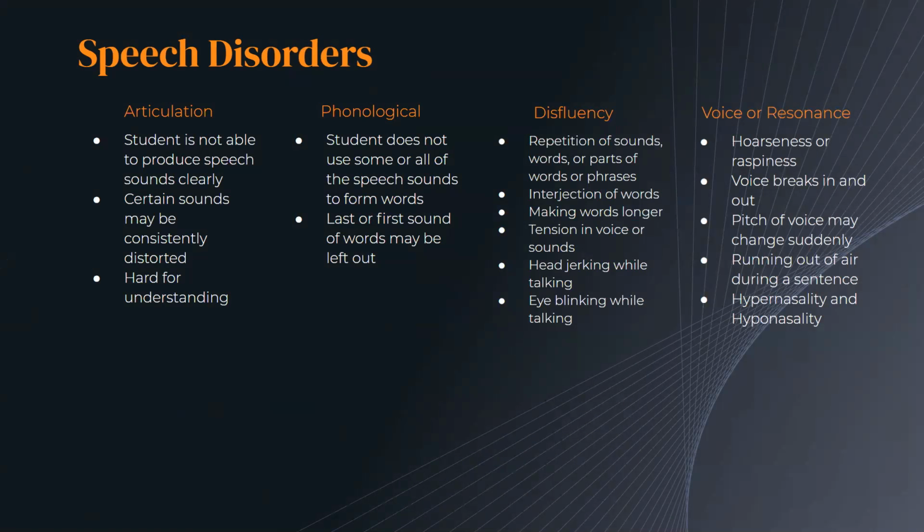So, articulation, typically that is conceived as not being able to produce certain sounds clearly. A good way to look at it is that it may be consistent, like certain sounds, your R's or your S's, may be consistently distorted or changed. So you might sound like you're whistling when you're trying to use an S. And a lot of the time it's very hard for people that have problems with articulation to be understood, and a lot of times family members are the ones that are easier to understand.